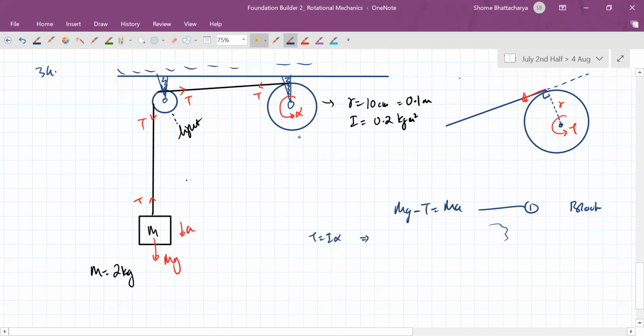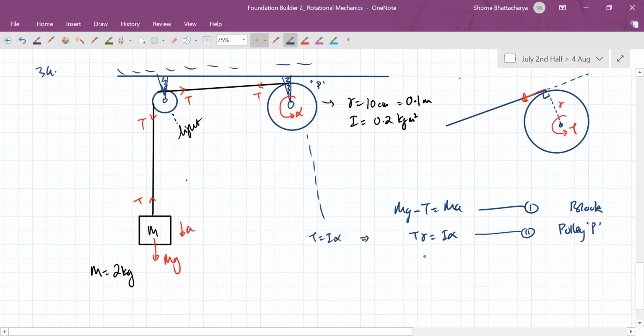So for this pulley, this equation becomes tension into its radius is equal to I alpha. And of course, there's no slipping at the point of contact of the thread. That's given to us in the question. Okay. So this is the block's free body diagram. This is the pulley's, pulley P. Let's say this one is the pulley P.